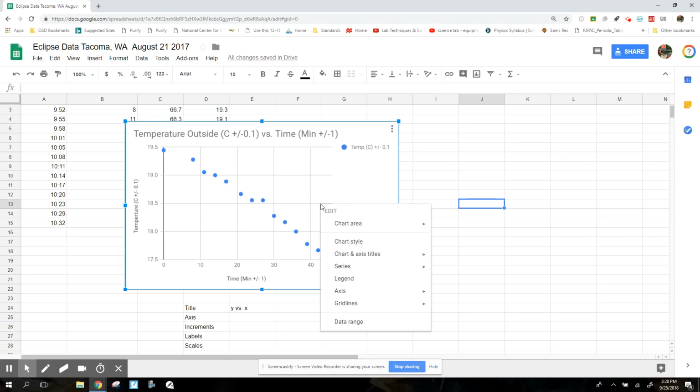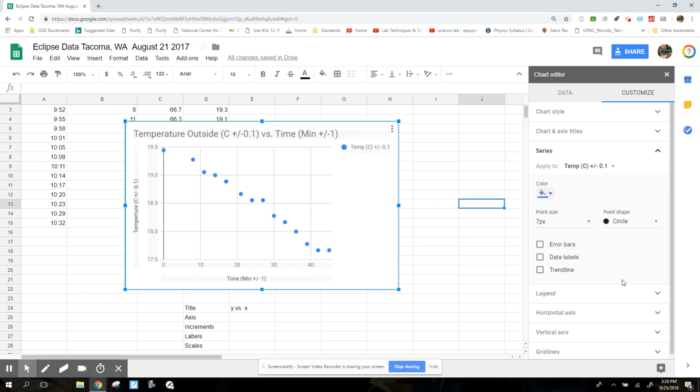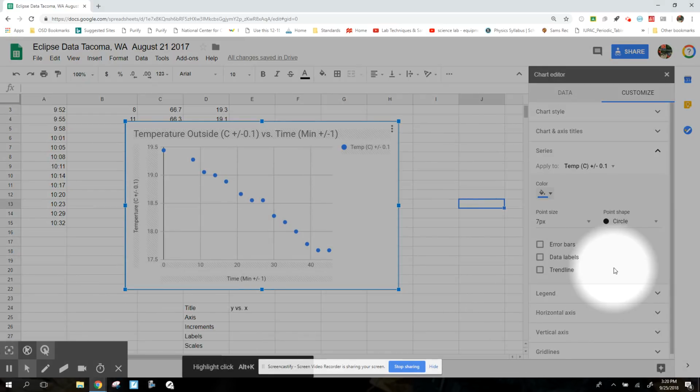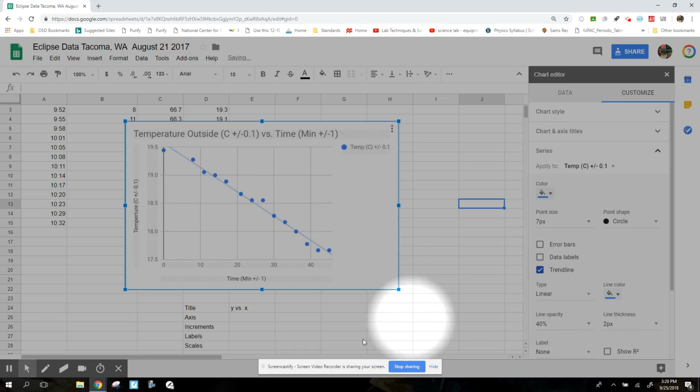So I'm going to re-click onto my chart, and I'm going to go to series and choose on temperature again. And I will notice this piece right here. I would like to choose data or trend lines and data labels. So I'm going to choose trend lines.